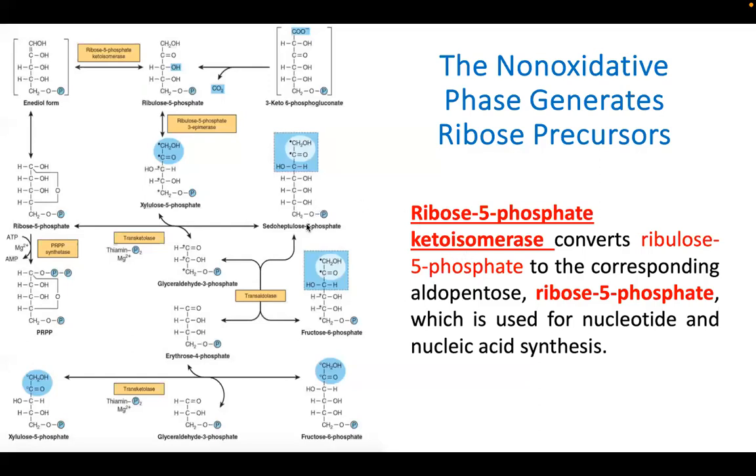Now, in the non-oxidative phase, we have ribulose 5-phosphate. The enzyme ribose 5-phosphate ketoisomerase will convert ribulose 5-phosphate into what? Ribose 5-phosphate, which is used for nucleic acid and nucleotide synthesis. Is it ribulose or is it ribose 5-phosphate which is utilized for nucleic acid and nucleotide synthesis? It is ribose 5-phosphate. Please remember that.